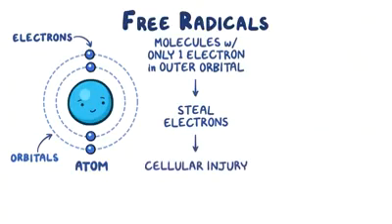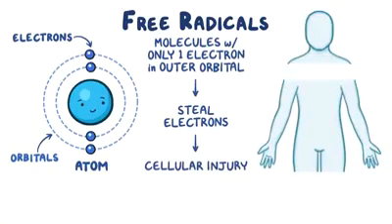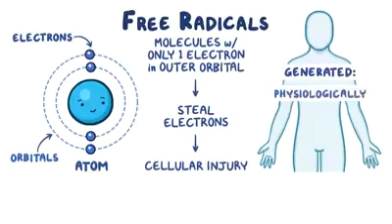Now, a free radical is formed when any molecule gains or loses an electron. In the body, free radicals can be generated physiologically, which means as a part of normal metabolic processes, or pathologically, which is due to some disease.